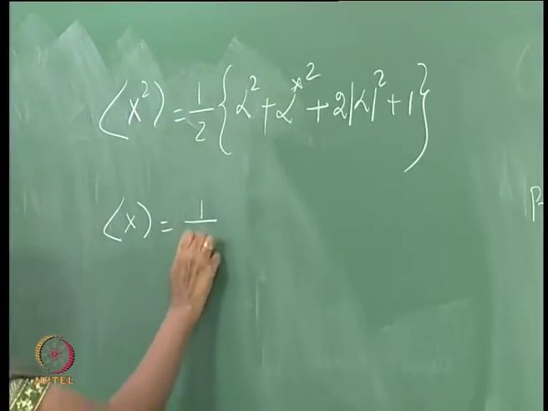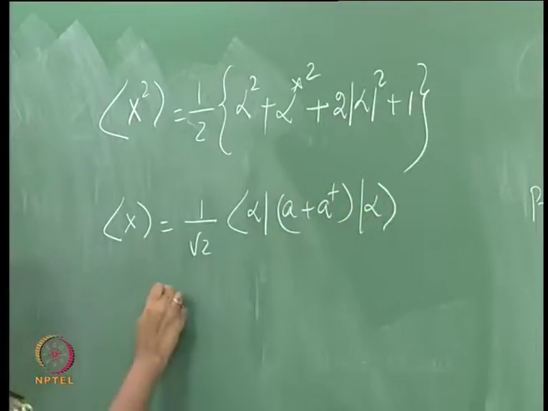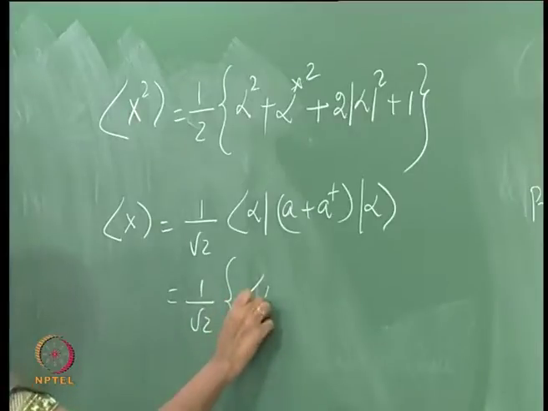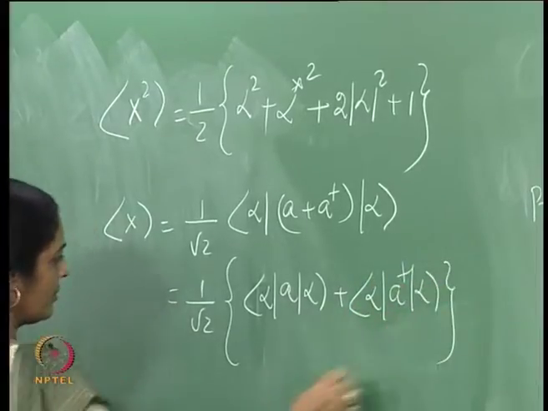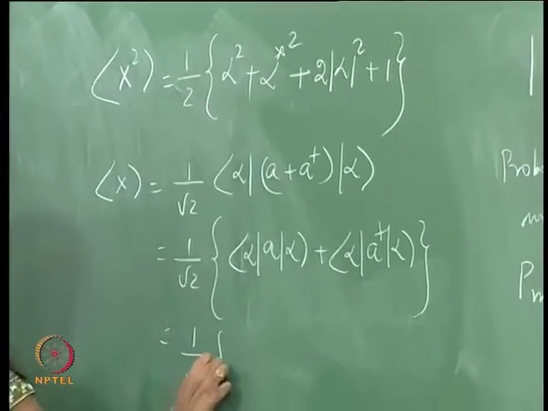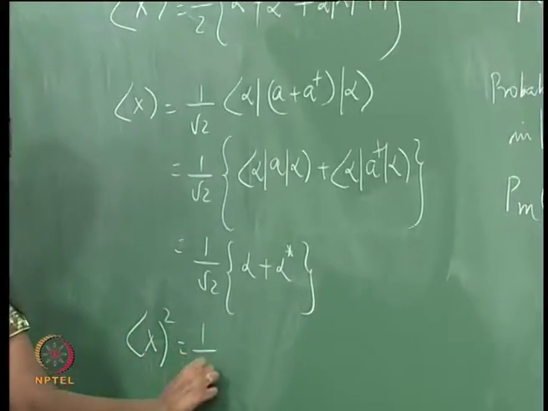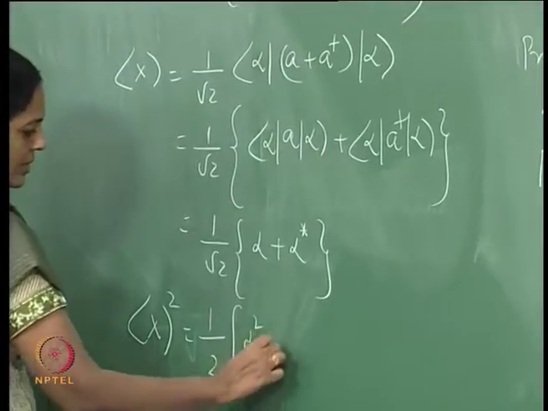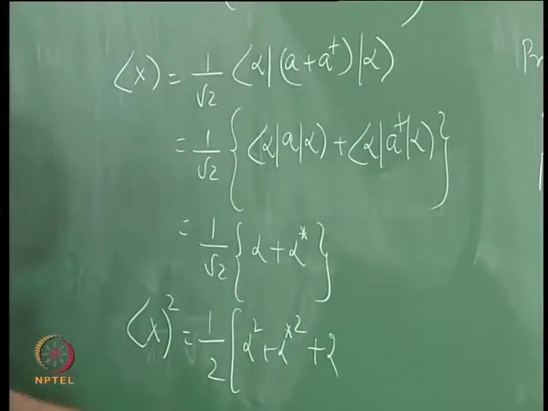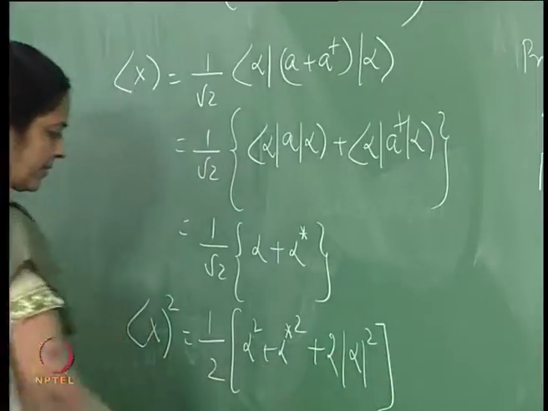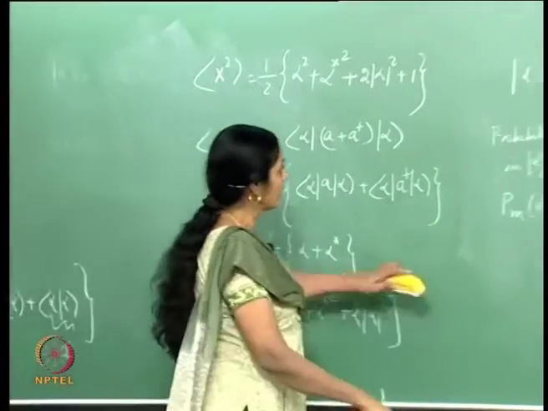Expectation x is simply 1 by root 2, bra alpha a plus a dagger ket alpha, which is 1 by root 2. The first term is the expectation value of a, the second term is the expectation value of a dagger. And this is clearly alpha plus alpha star. I need expectation x the whole squared, that gives me a half. When I square this, I get alpha squared plus alpha star squared, and since alpha and alpha star are just numbers, I have 2 mod alpha squared. I need to subtract expectation x the whole squared from expectation x squared.